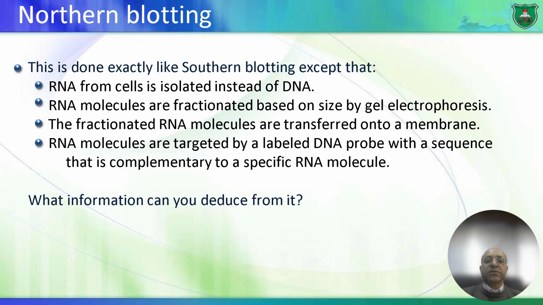So just like separating DNA fragments, we can have different types or different sizes of RNA molecules depending on the size of the gene, right? So we're talking about large RNA molecules, and we're talking about small RNA molecules, and RNA molecules in between. Then the RNA molecules are transferred onto a membrane. We talked about that before. And then we add a probe.